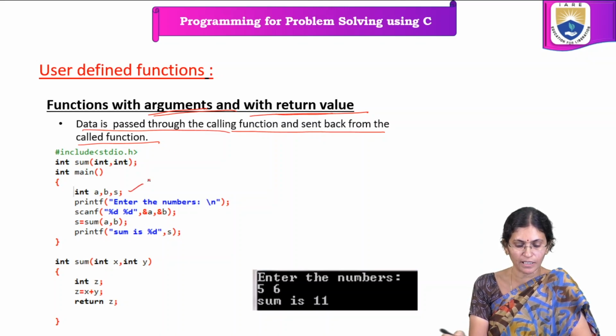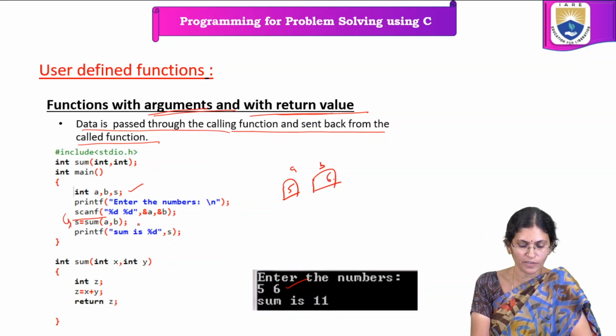Here we have declared three variables a, b and s, all integer variables. By using the scanf function, the a and b values are read. Suppose we enter 5 and 6. So a has 5 and b has 6.